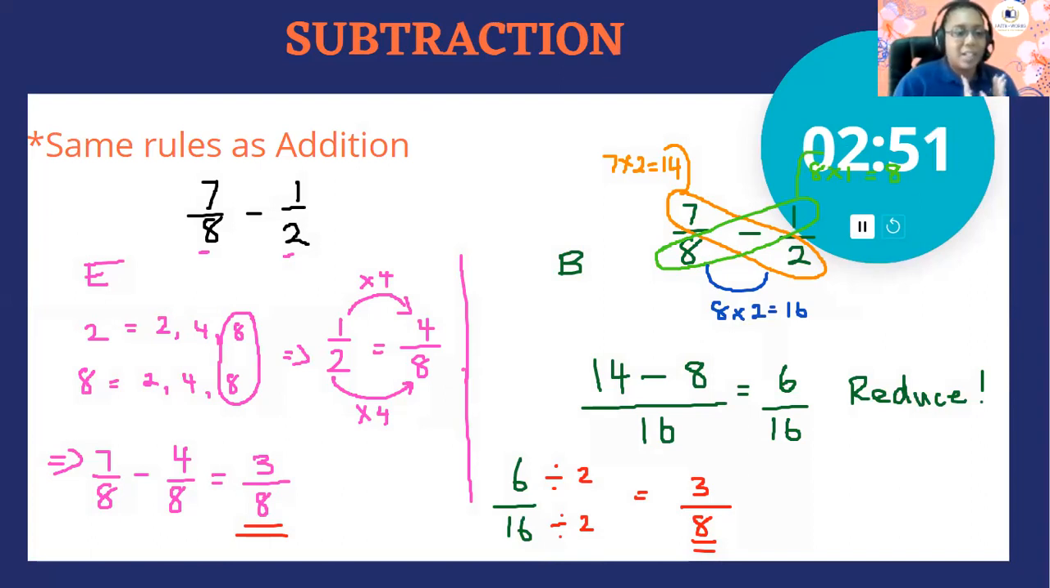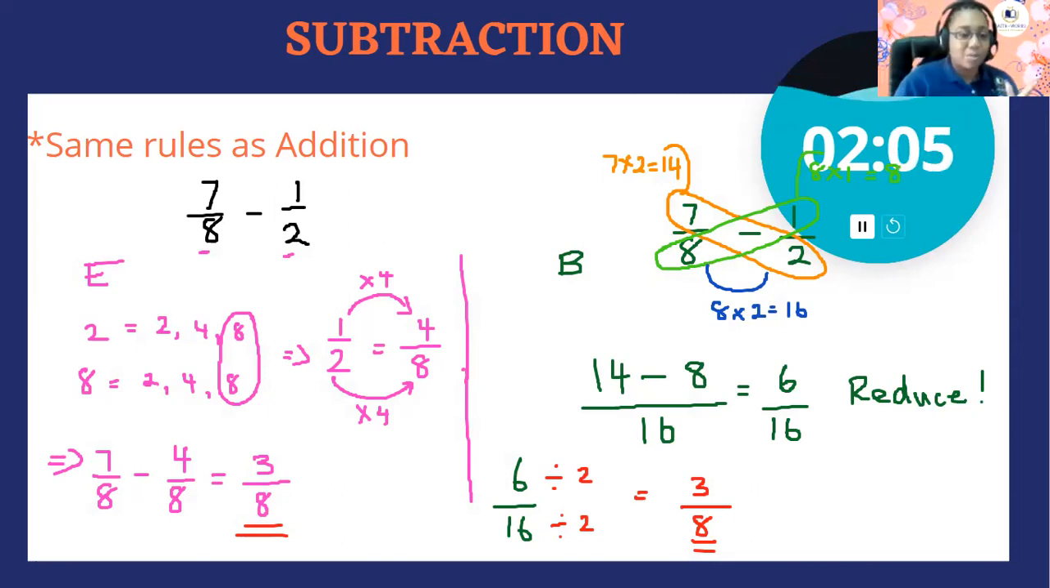All right, so for the equivalent fraction way, you have to find a common multiple that both of them could go into. And that multiple is 8. 7/8 already has a denominator that is the number 8, so we don't have to change 7/8. We only have to change 1/2. We change 1/2 into an equivalent fraction.